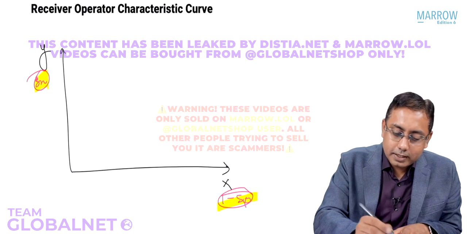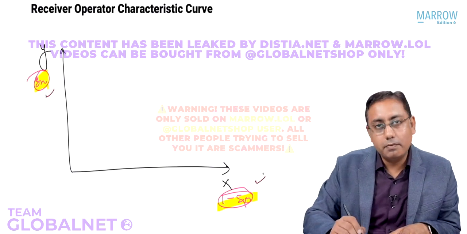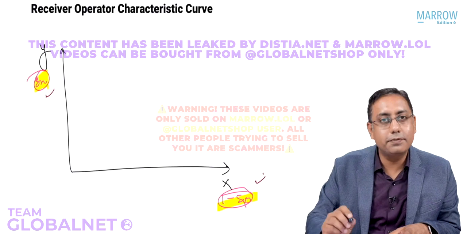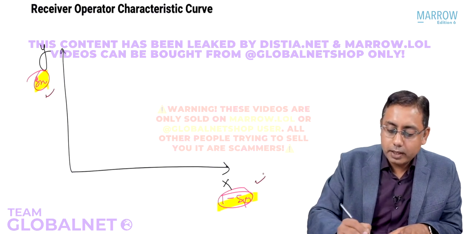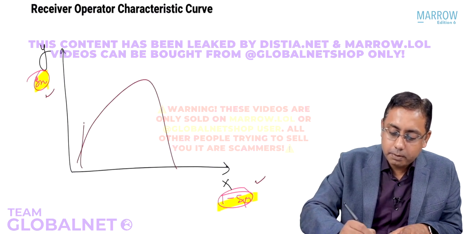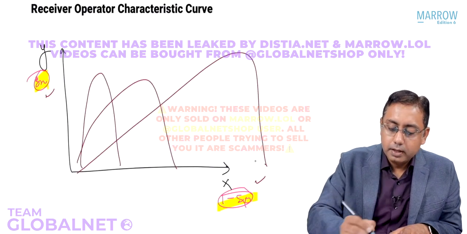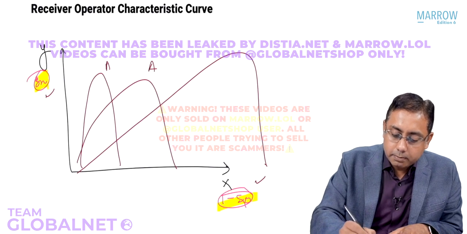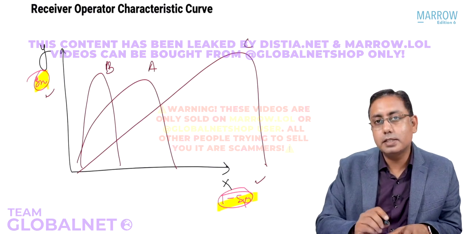So let us say there is a test which has a good sensitivity and a 1 minus specificity is also there. So can you tell me, if you understand this, which test is a good test? Test number A, test number B, or test number C? Which test is the best test?